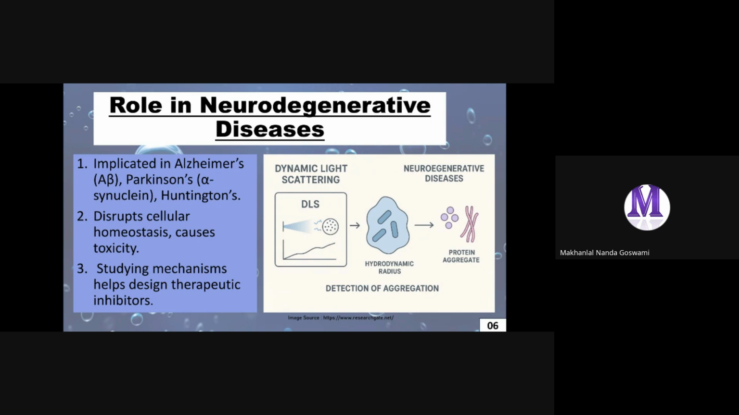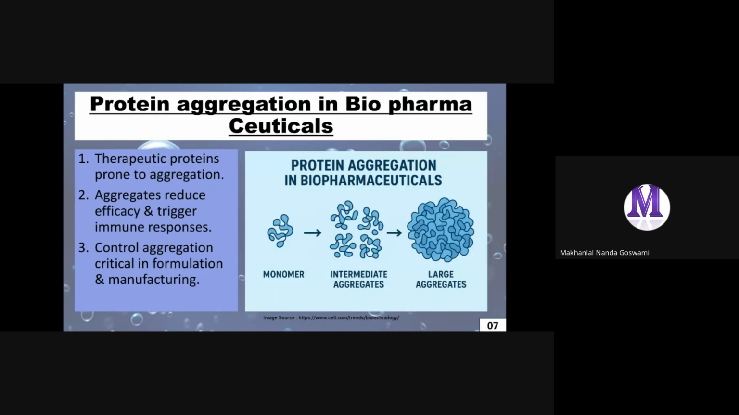And then the diagram connects the measurement of hydrodynamic radius to protein aggregates. These protein aggregates are associated with neurodegenerative disease, as shown by the illustration of this purple circle representing protein aggregate formation. And this twisted pink structure next to the protein aggregate might symbolize the pathological structure that is seen in a neurodegenerative disease. And moving to the next slide, that is protein aggregation in biopharmaceuticals.